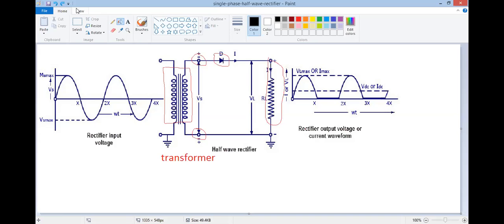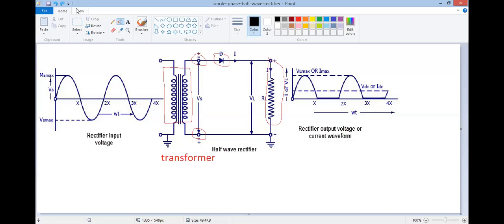Now, your AC signal is there. That is applied first to transformer. Transformer will down convert that voltage because diode does not operate on 230 volt. Then that voltage is applied to the diode. But how will this diode convert the full AC wave into pulsating DC wave? That is the question. That is our working principle.